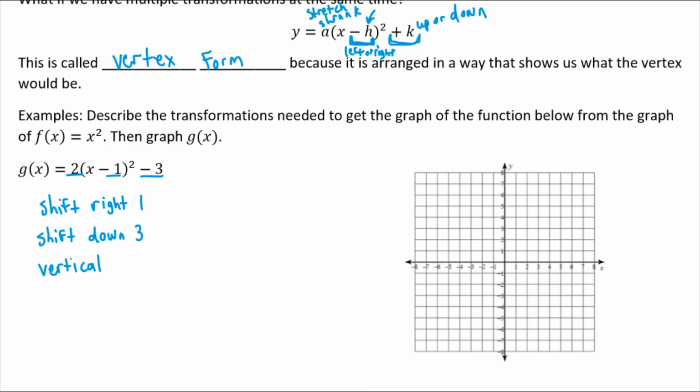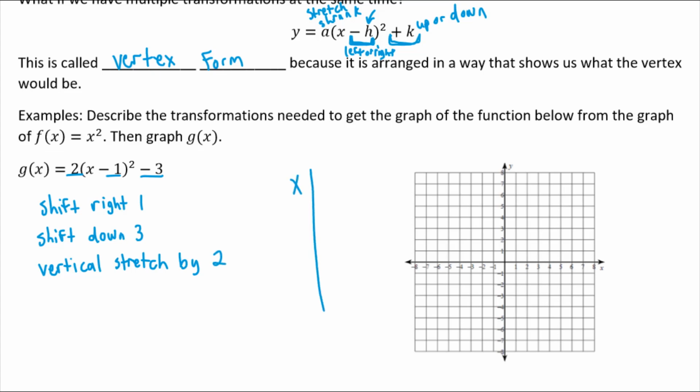And then the 2 that's in front is telling me, because it's a whole number that's bigger than 1, it doesn't have to be a whole number, it just has to be a number bigger than 1 on the outside, that this is vertically stretched by a factor of 2, or just vertical stretch by 2.